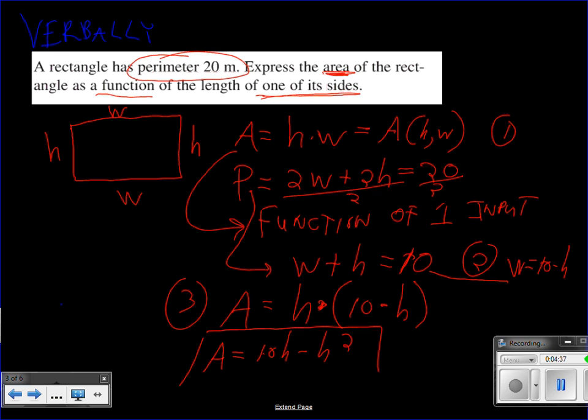Okay. Does that answer the question? Yes, a rectangle has a perimeter 20. Express the area as a function of length of one of the sides. Okay. We could talk about this thing. Can you draw that function? Could you draw it? You'll have to be able to do that. We'll go there on this, but what's the domain here?